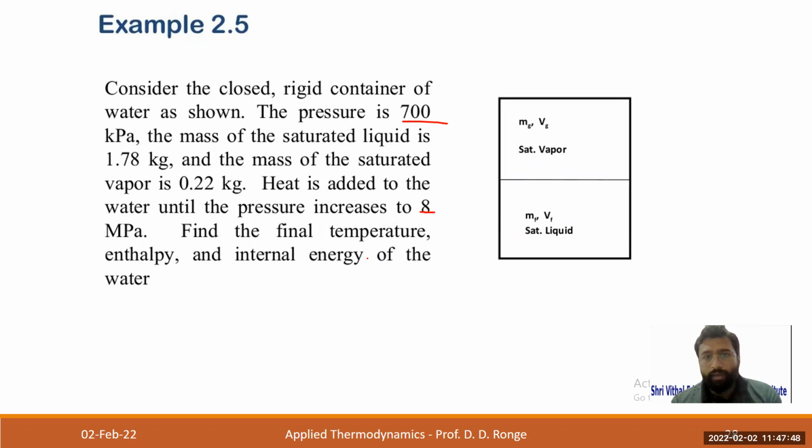Again, directly in this case, it is given that it is a wet steam. Dryness fraction you can calculate, that will be mass of vapor, that is 0.22, divided by total mass, that is 2 kg. So that will give you the dryness fraction. Once you know the dryness fraction, then you can calculate the other properties.